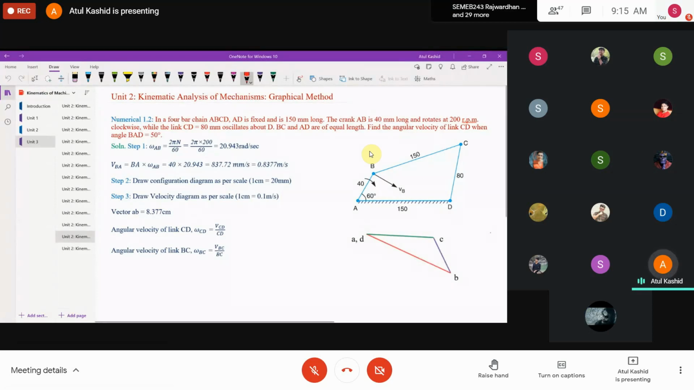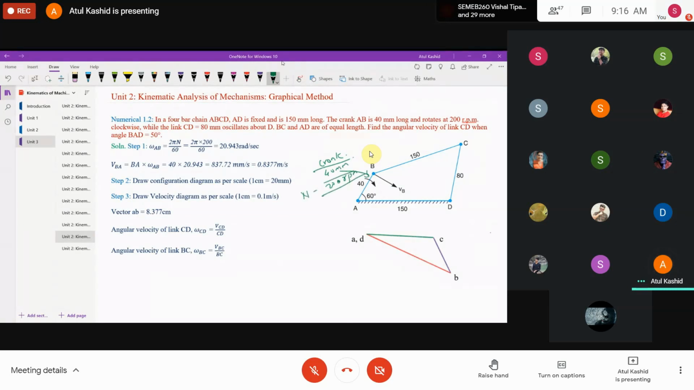So in this type of numerical, the first thing to understand is we have to find the input link, because in a mechanism there will always be an input link, right? So the dimension of that input link, most of the things will be given in the numerical. For example, now here crank AB is our input link, right? So this is the crank, which is our input link, and what is given for this crank, its length is given 40 and its rotation, that is RPM, is given, that is 200 RPM, right?